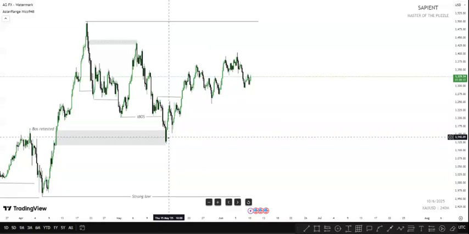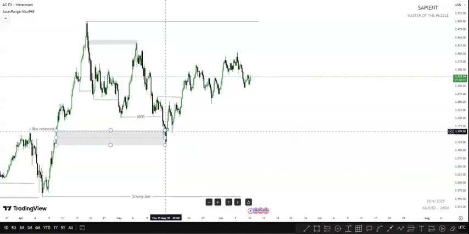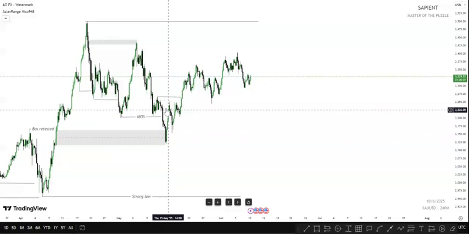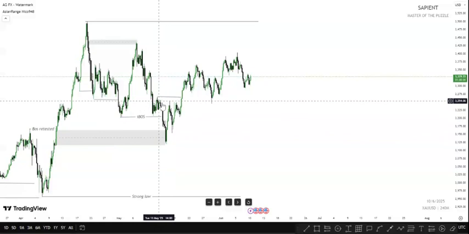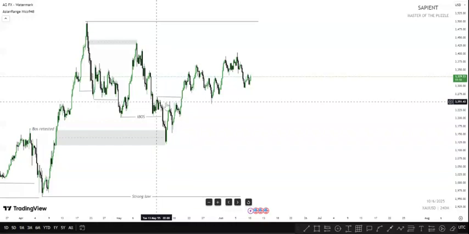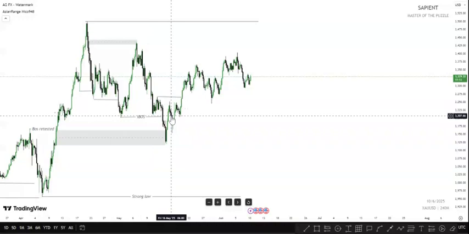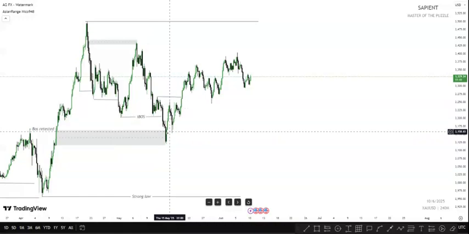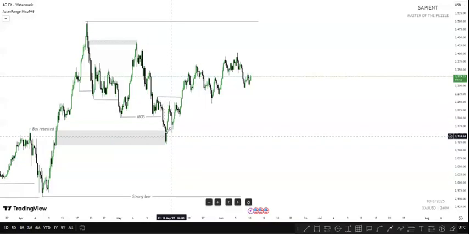And why will we call it a strong low? You can see that when price reacted on that fair value gap, it pushed up immediately, and price reacted on this level right here, right? Price reacted on this, let's say a supply zone right here, and price pushed down. So when price pushed down, it could not break this low. It just tested it. It could not break it, right? Meaning this low is strong.